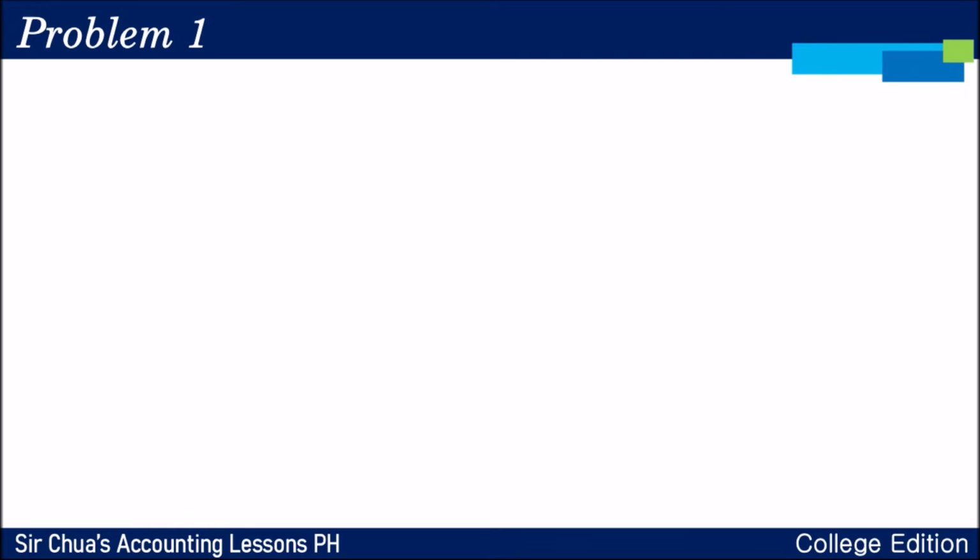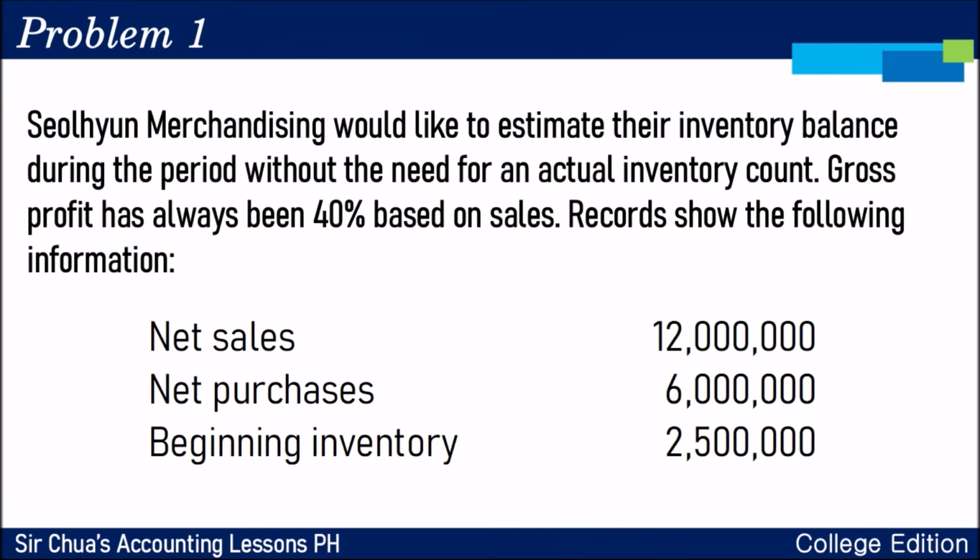Okay, for problem number 1, Solion Merchandising would like to estimate their inventory balance during the period without the need for an actual inventory count. So, kailangan daw ni Solion Merchandising ng inventory balance, pero wala na daw time para mag-actual count, no? Now, historically, ang kanilang na-experience na gross profit is 40% based on sales.